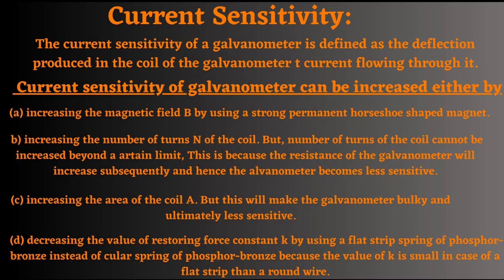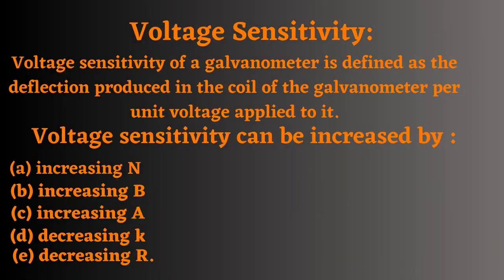restoring force constant. Voltage sensitivity is defined as the deflection produced by the coil of the galvanometer per unit voltage applied to it. It can be increased by increasing the number of turns, by increasing the magnetic field, and by increasing the area of the coil. But it is increased by decreasing the restoring force constant and by decreasing the resistance of the coil.